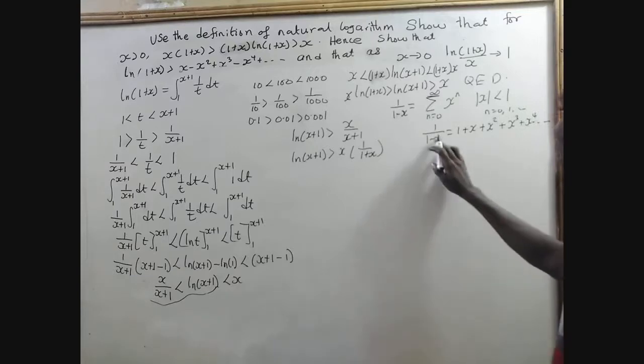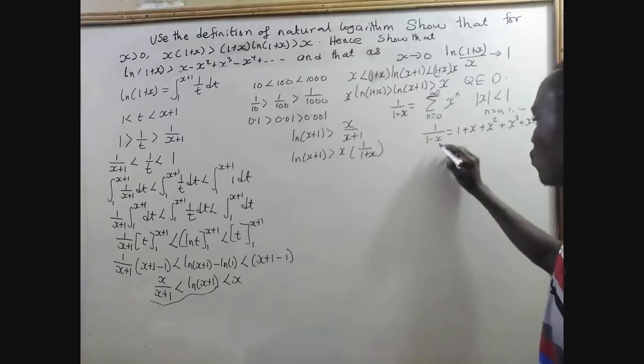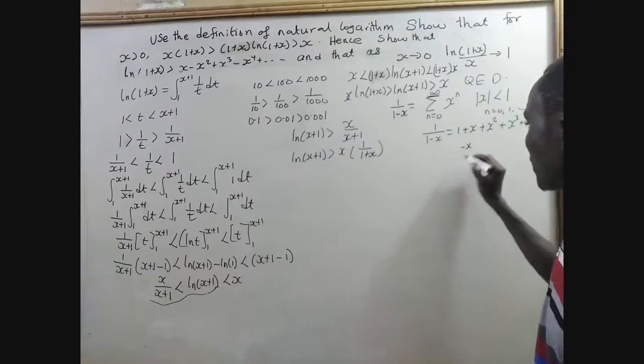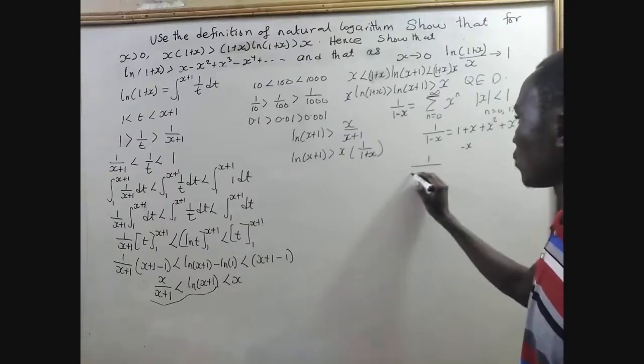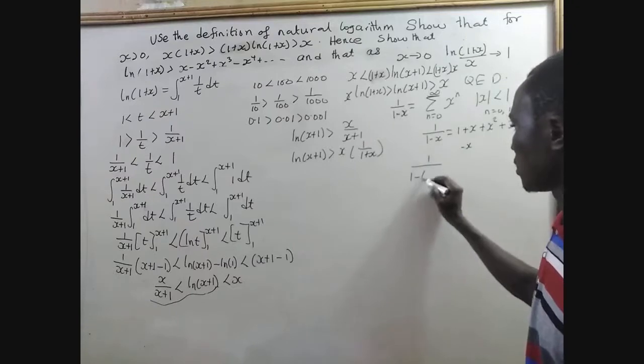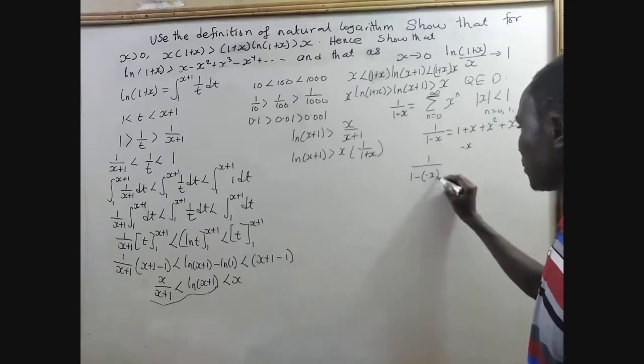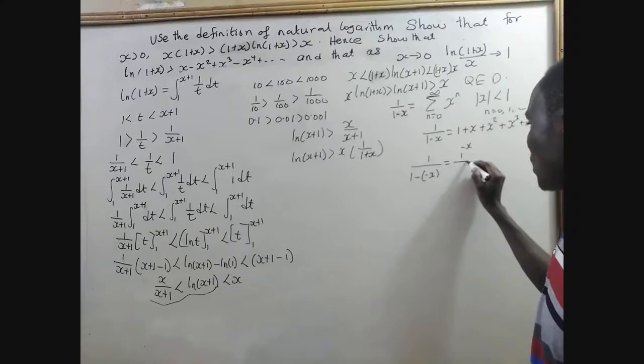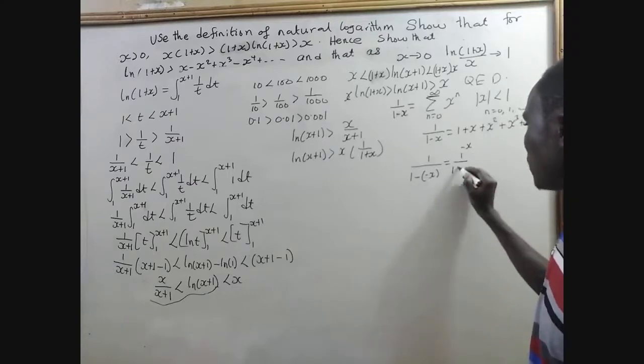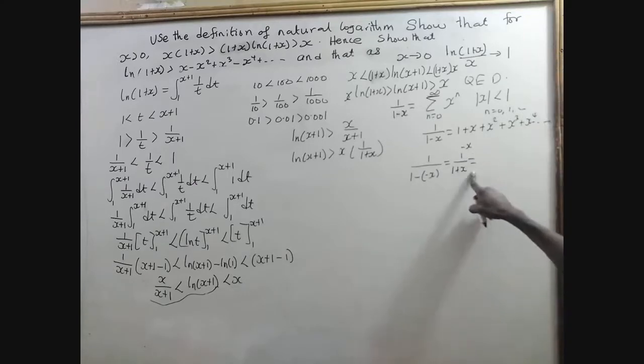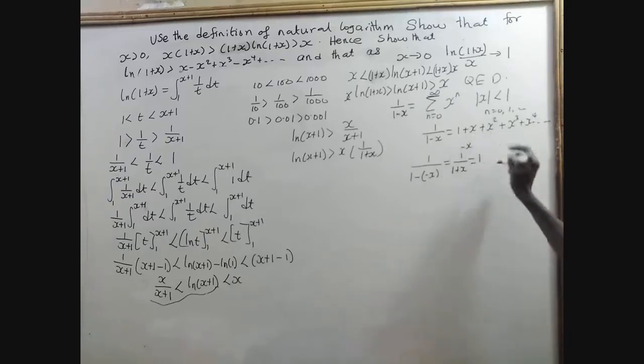So, I need positive here. So in place of this x, I'll put negative x. So I'm going to have 1 divided by 1 minus negative x. Then this x is now negative x. So I have 1 divided by 1, negative times negative is positive x. So whenever I see x here, I'll put negative x there. So I'll have 1, then negative x, then plus x squared, then minus x cubed, plus, and it will go on.